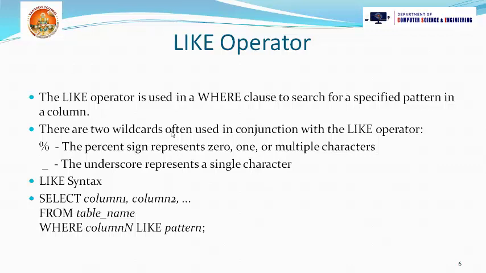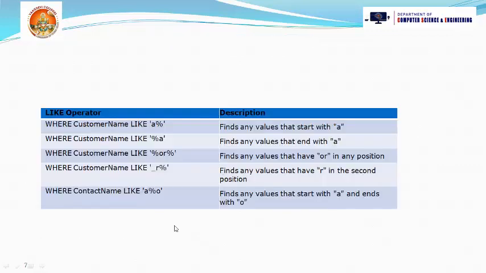operator, and we use this like operator in conjunction with the wildcard characters. We have two wildcard characters, percentage and underscore. Percentage represents 0, 1 or multiple characters, and underscore represents a single character. And this is the syntax for like: we use like in the where clause, column like pattern, and this pattern is to be enclosed between single quotes.